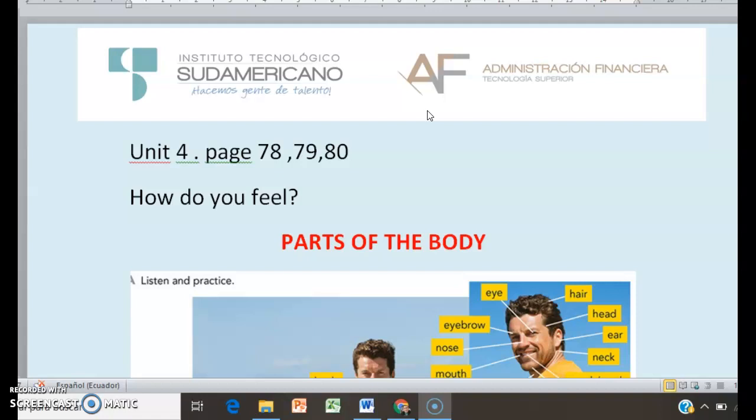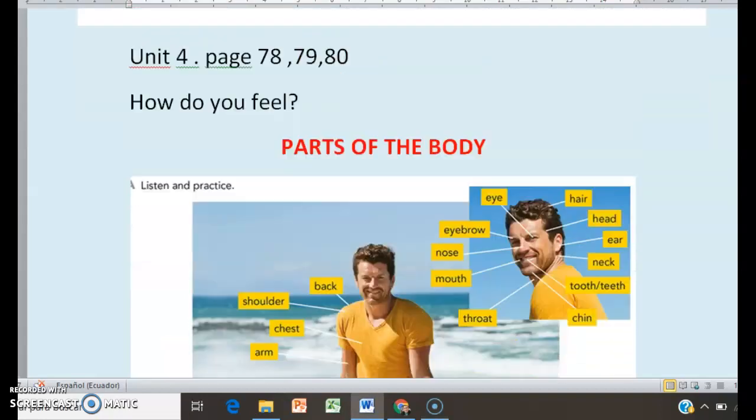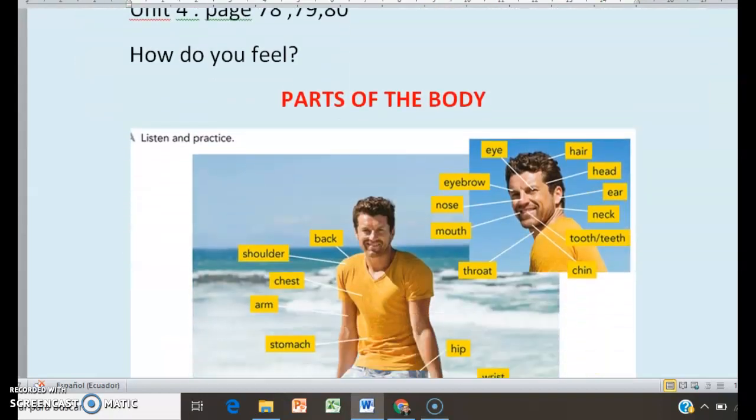Today we are going to start with unit 4. We are going to start with a new class, parts of the body. So maybe we are going to try two topics today, yeah? First of all, we are going to start on unit 4 in your student book. You can check on page number 78. We are going to see this topic, parts of the body, okay?